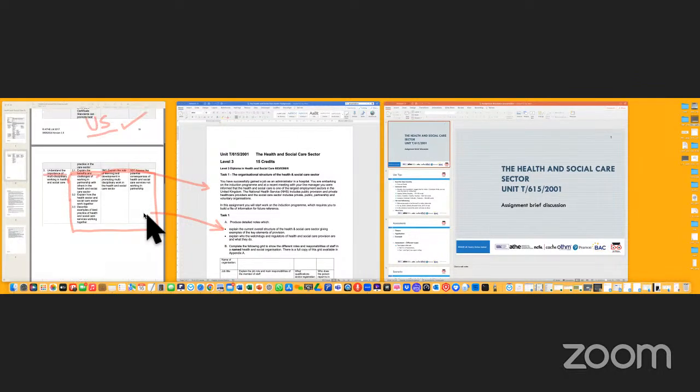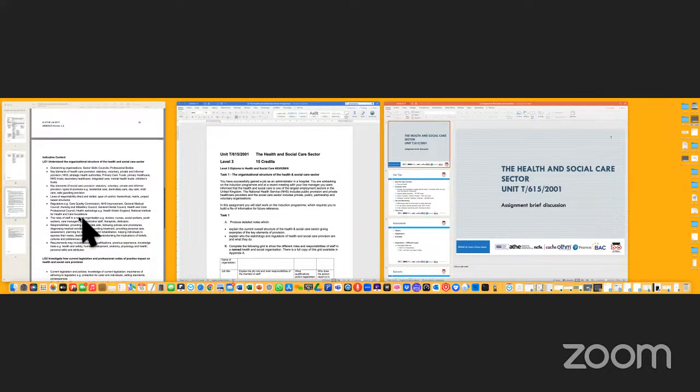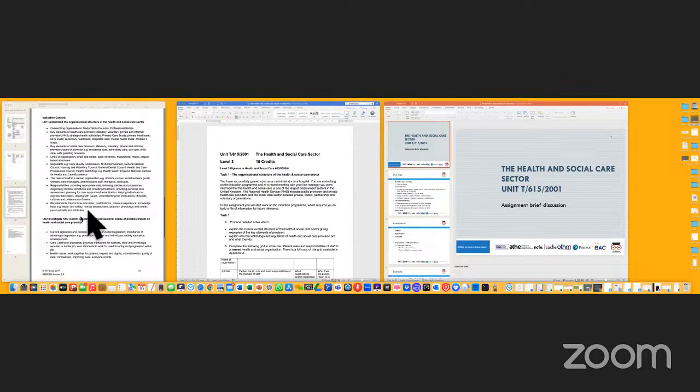The reason I say this is that the unit specification shows me the indicative content that I need to cover when I start writing the evidence, as a Word document or as a PowerPoint presentation, for my assignment. So it acts as a bit of a cheat sheet and gives me some indication of what is required to be done in the task.